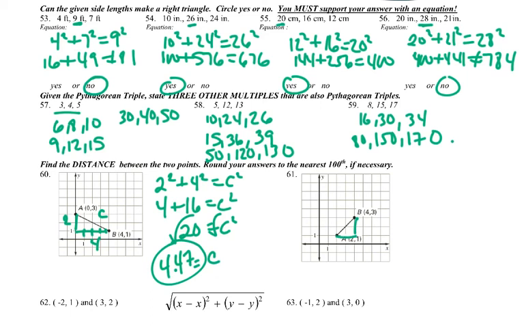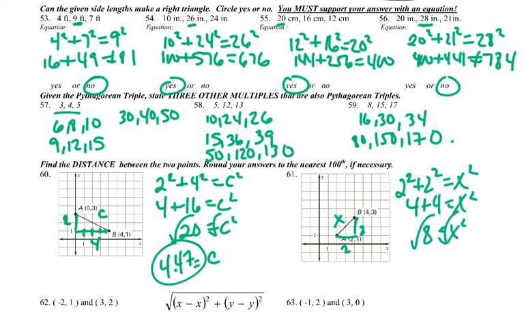Here you're going to count, this looks like a 2 and a 2. 2 squared plus 2 squared equals x squared. 4 plus 4, of course, is 8. And then the square root of 8, you could do on a calculator, 2.83.